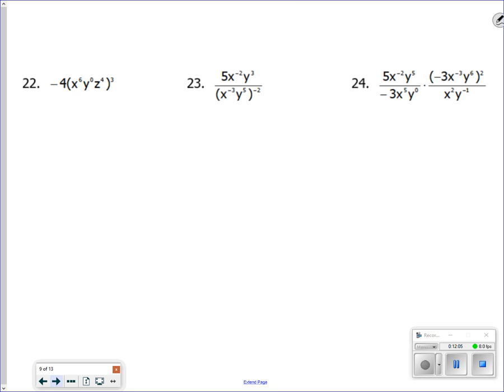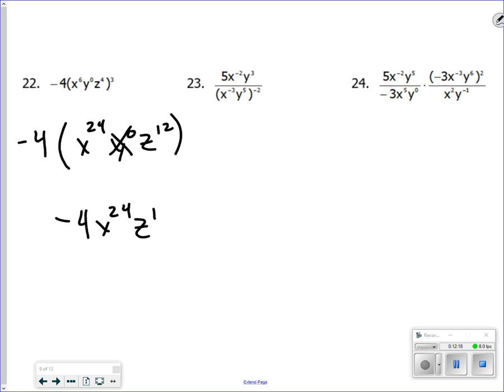Anything taken to an exponent. Now, the negative 4 is not in the parentheses. So therefore, the negative 4 is not taken to the exponent. And so this is 1. And so negative 4, x to the 24th, z to the 12th. I can't do anything else with that, because the negative 4 was not inside the parenthesis. It is not taken to the third power.